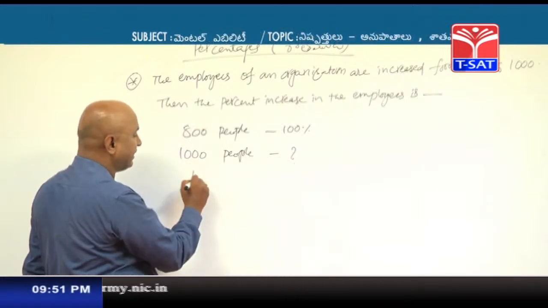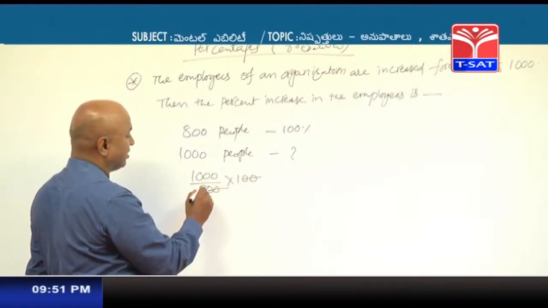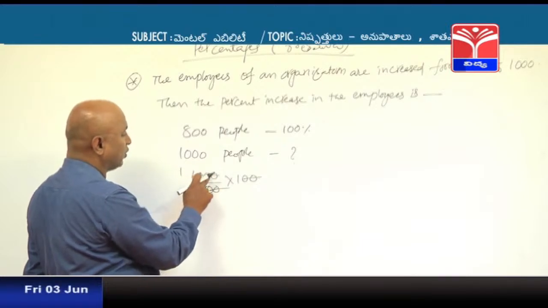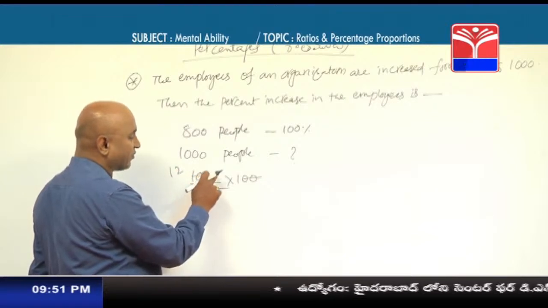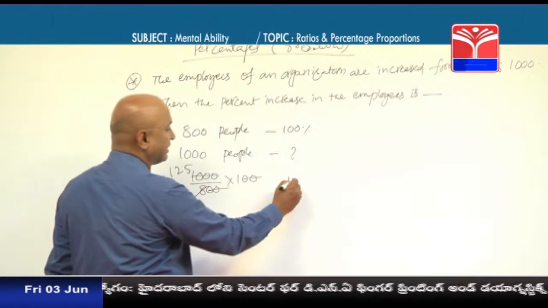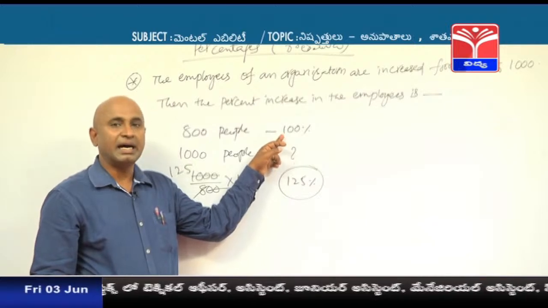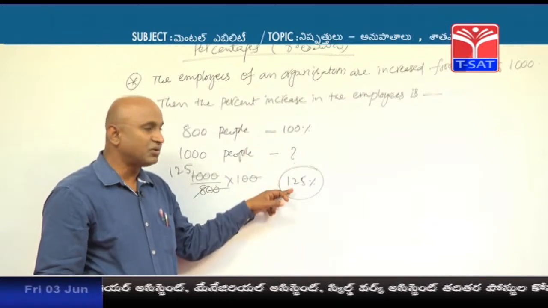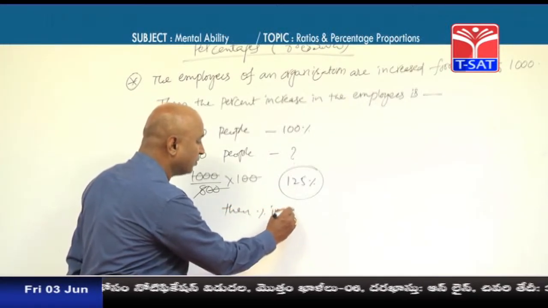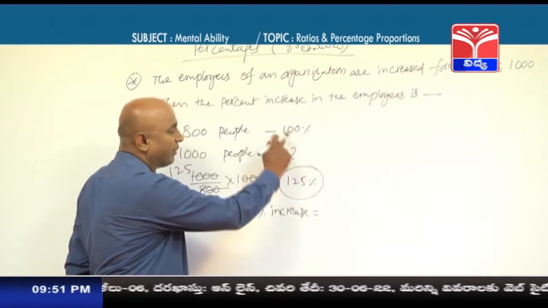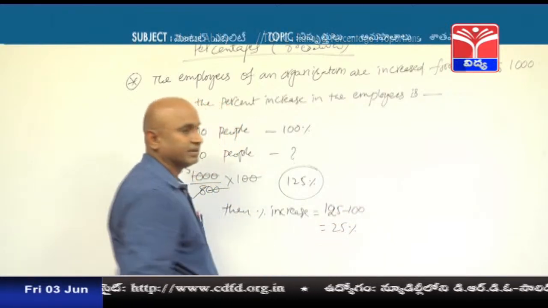So 1000 by 800 into 100. 2 zeros, 2 zeros. 8 ones are 8, 2 0, 20. 8 2s are 16. 4 is there, 4.0, 40, 125%. So the employees initially they are 100%, now they are raised to 125%. Then percent increase is equal to 125 minus 100, that is equal to 25%.